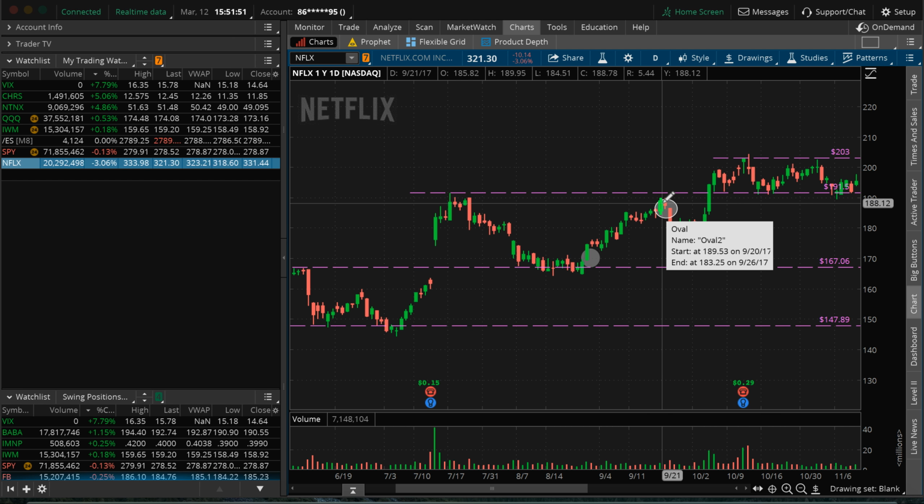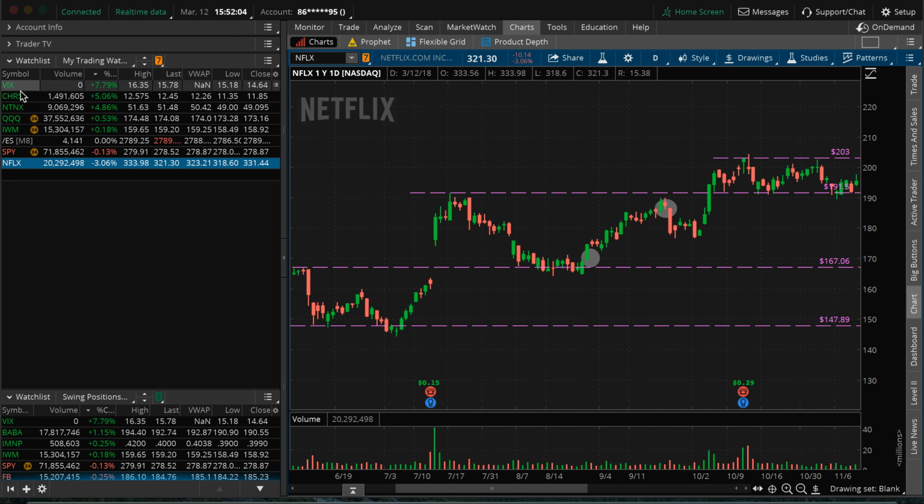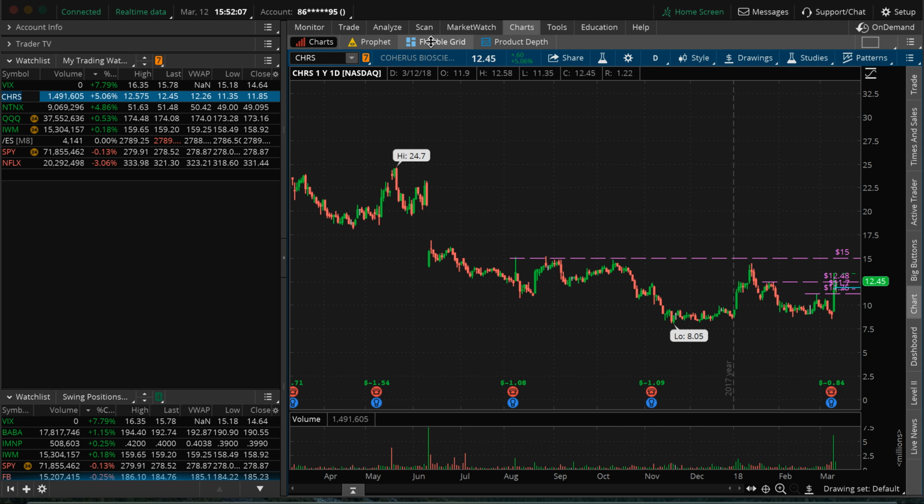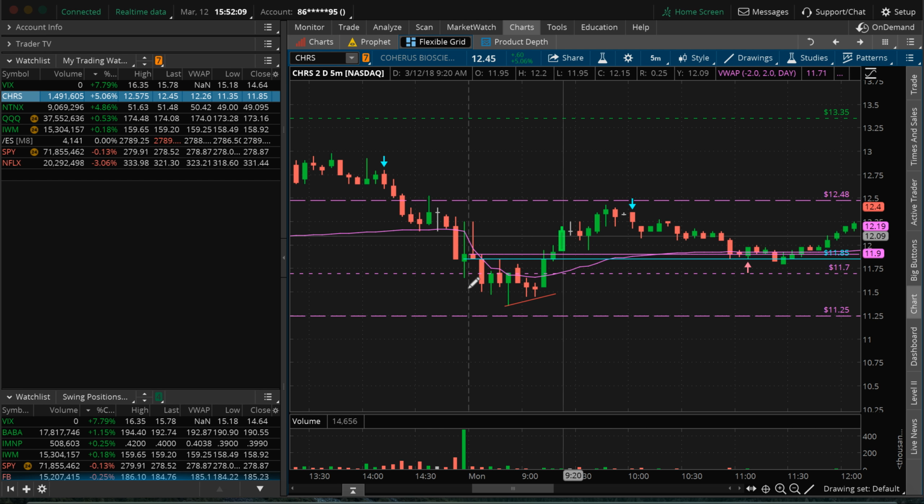Which again, if you are a beginner trader, it's very, very important to learn the basics, to learn how to read the daily candle first to get used to the price action. Because once you move into day trading, for example, like CHRS, this move happens really quick.